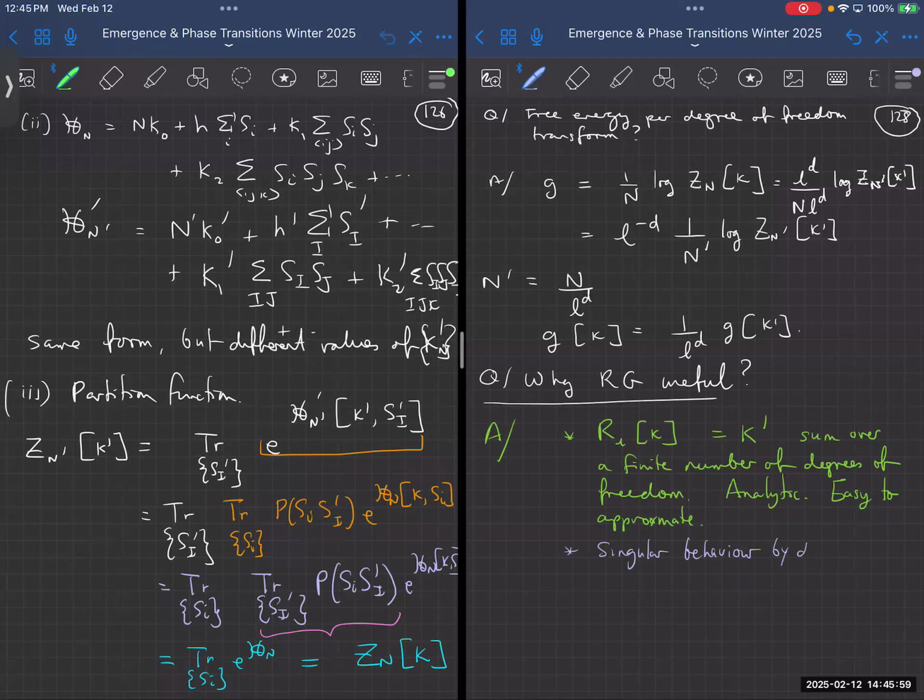by doing an infinite number of RG transformations. Because you're doing an infinite number of finite, analytic transformations, that can give you singular behavior. But it's singular behavior that you have approximated very accurately.